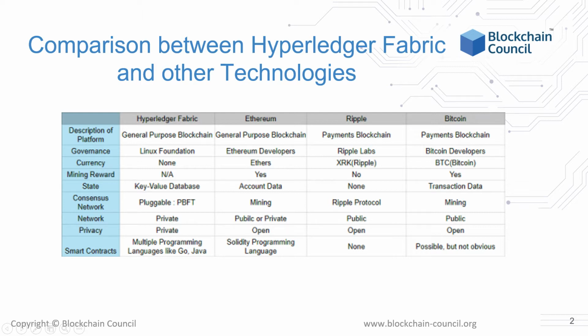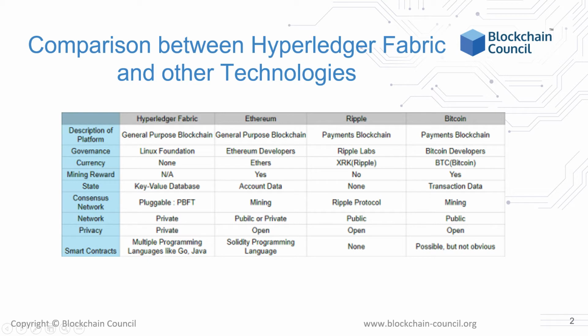The Hyperledger Fabric is a private, permissions-based network that works when a centralized authority provides different permissions over the blockchain. In Ethereum, the network can either be public or private. In Ripple, the network is only public, whereas in Bitcoin, it is similar to Ethereum, with public and private network.